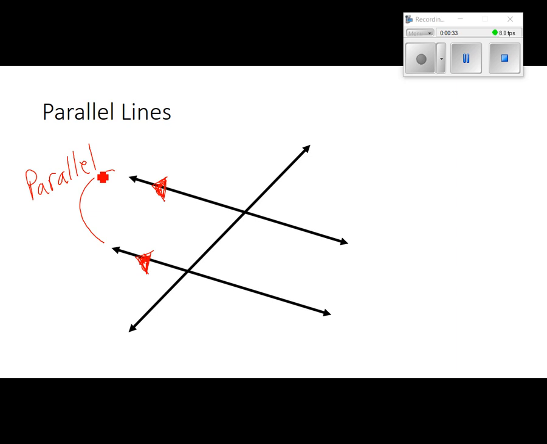This third line that hits the two parallel lines is called a transversal. Very important that you know that name. The line that cuts the two parallel lines or hits the two parallel lines is called the transversal.